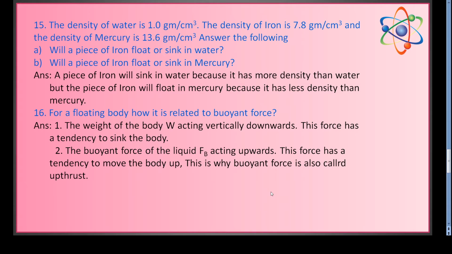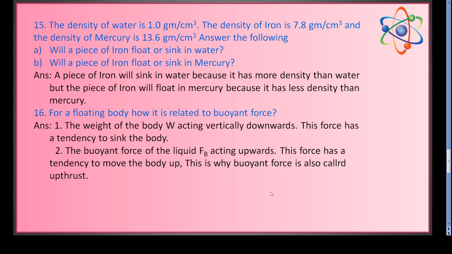Question number 15: The density of water is 1 gram per centimeter cube, the density of iron is 7.8 gram per centimeter cube and the density of mercury is 13.6 gram per centimeter cube. Answer the following: Will a piece of iron float or sink in water, and will a piece of iron float or sink in mercury? A piece of iron will sink in water because it has more density than water. But in the case of mercury, mercury has more density. That's why the iron nail will float on mercury.